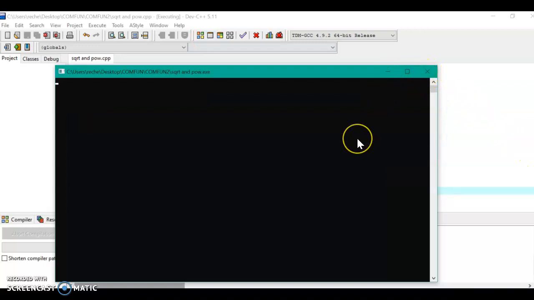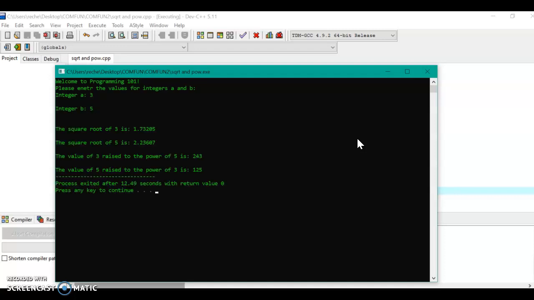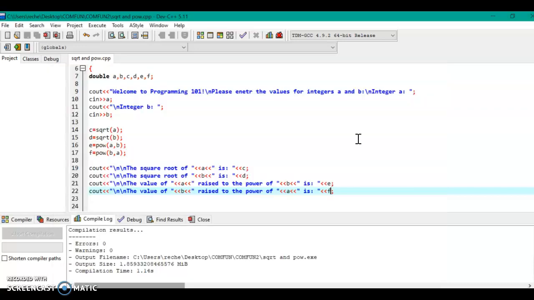Okay. Wait for it. Okay, there you have it. Let's say our integer a is 3, and then the power is 5. So the square root of 3 is 1.73205, and square root of 5 is 2.23607. 3 raised to the power of 5 is 243, and 5 raised to the power of 3 is 125. Okay, so that's it. So maybe you could include this to your program.